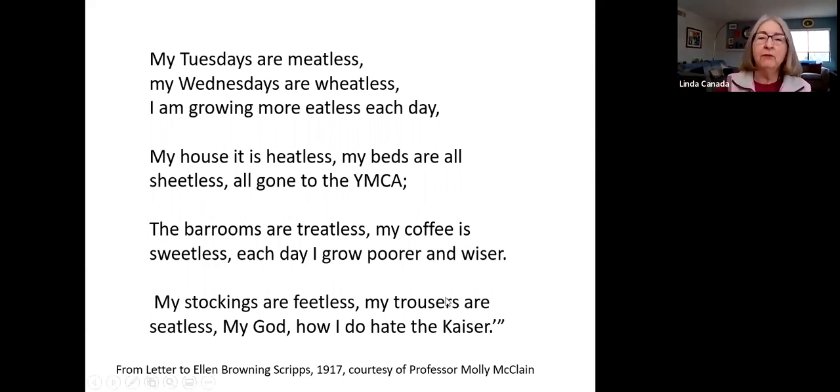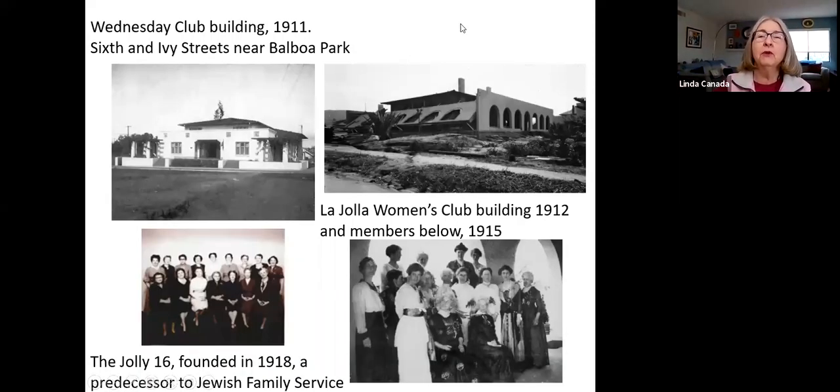So all of these deprivations that people were suffering here in San Diego were in order that the troops could have the materials that they needed. Now, the women's clubs in particular were very active during this time period. The Wednesday Club had been founded in the 1890s, and they completed their building in 1911, right outside 6th Avenue, 6th and Ivy, and outside Balboa Park.